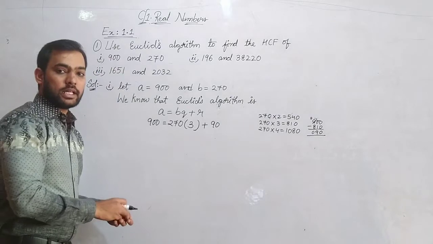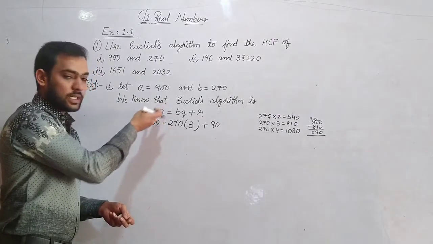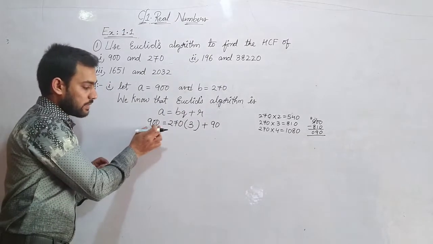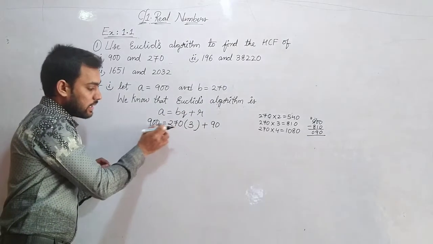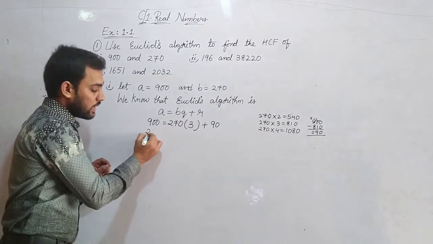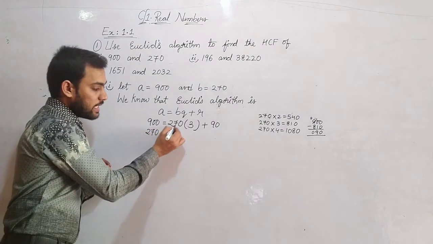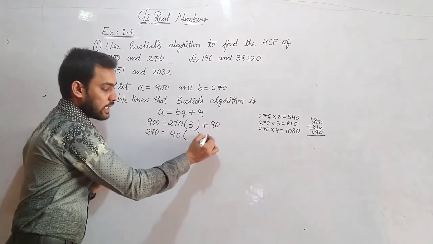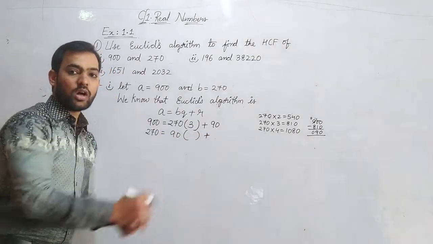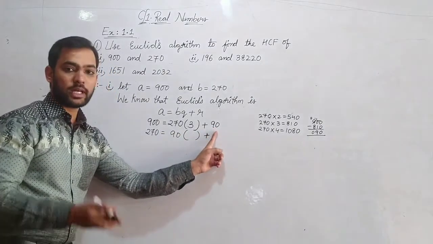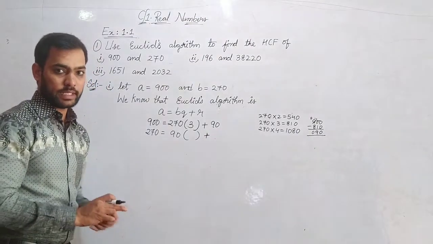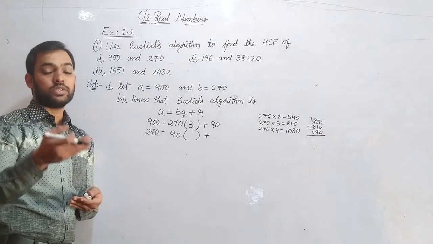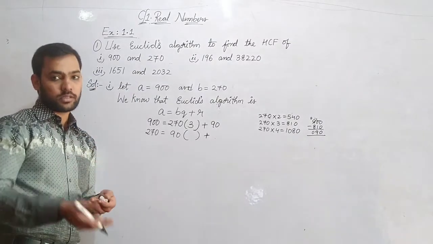In the next step, the divisor becomes the dividend and the remainder becomes the divisor, which means in the next step 900 you should not write. In place of 900 you need to write 270, and in place of 270 comes 90, and then again the same bracket and plus. You need to go on doing it till you get 0 in place of the remainder. Sometimes you may get the answer in the first step itself, and sometimes you need to do 3 steps, 5 steps, 6 steps also.